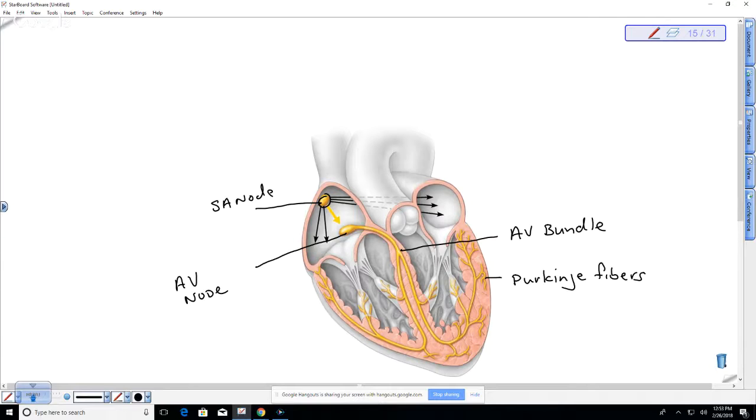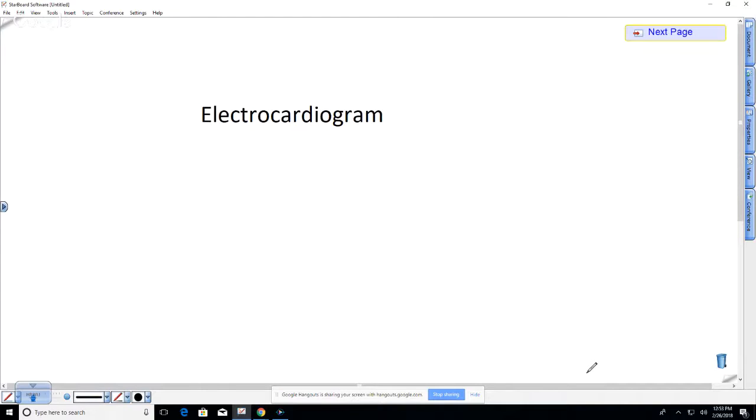We can actually see the movement of electricity through the heart using what is called an electrocardiogram. This is sometimes abbreviated as ECG, or it can also be an EKG. You hear people talk about EKG, with a K, because cardio in German is spelled with a K. But the ECG and EKG are exactly the same thing. This just looks at the flow of electricity through the heart.